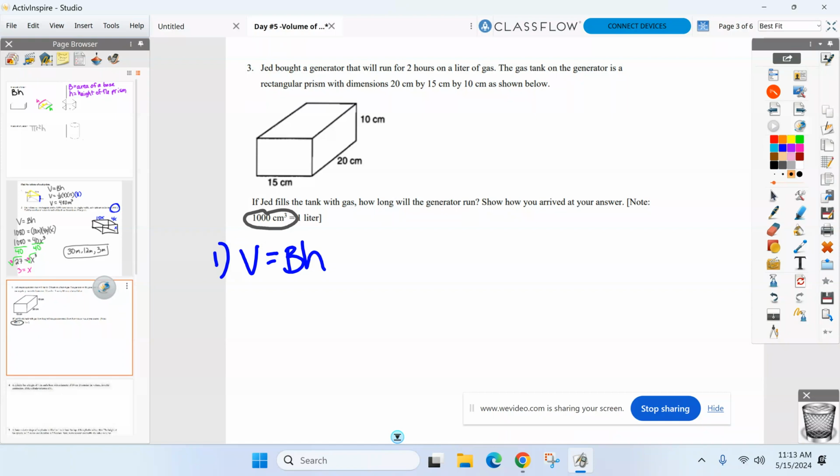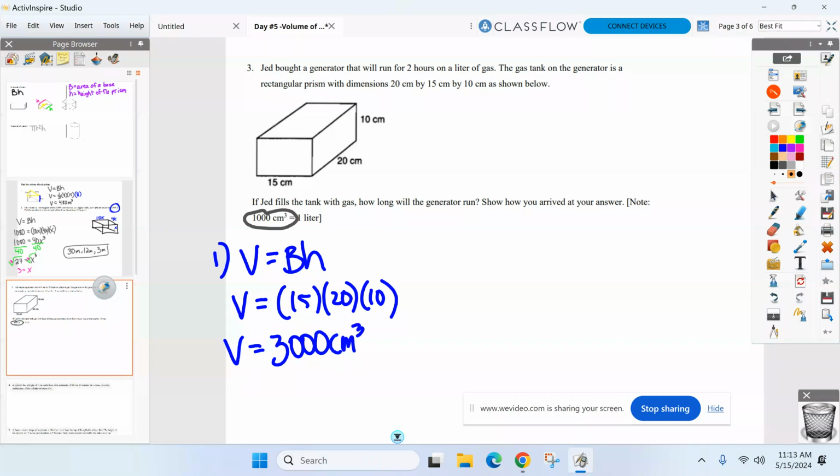Ooh, we are getting fired up today. All right, so Matt, this is what you were just talking about. I don't care what order you multiply these in, right? You're going to multiply them all anyway. 15 times 20 times 10. Type it away. This generator has a volume of 3,000 cubic centimeters.